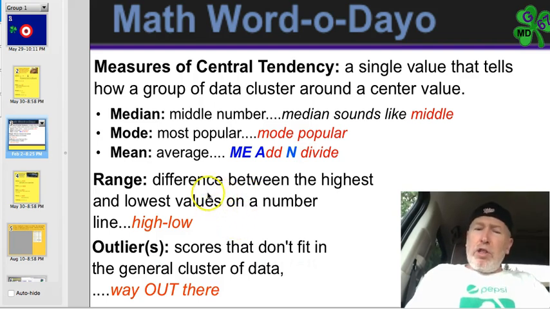Okay, and then I also put in range. Range is the difference between the highest and lowest value. We talked about that. That's the high minus low. And the outliers are those scores that are way out there. They don't really fit with the general cluster of data. So let's take a look at another one.